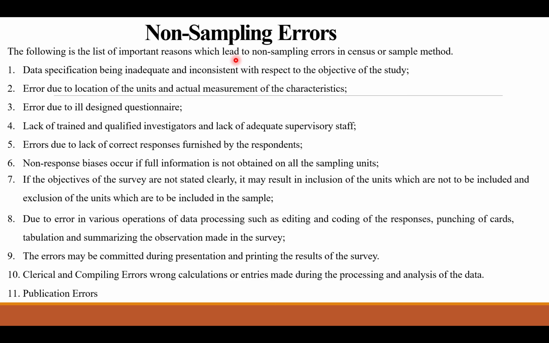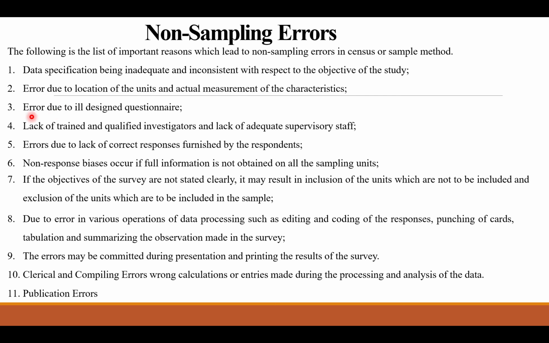The following is the list of important reasons which lead to non-sampling error in the census or sample method. The first one is data specification, which is inadequate or inconsistent with respect to the objective of the study.